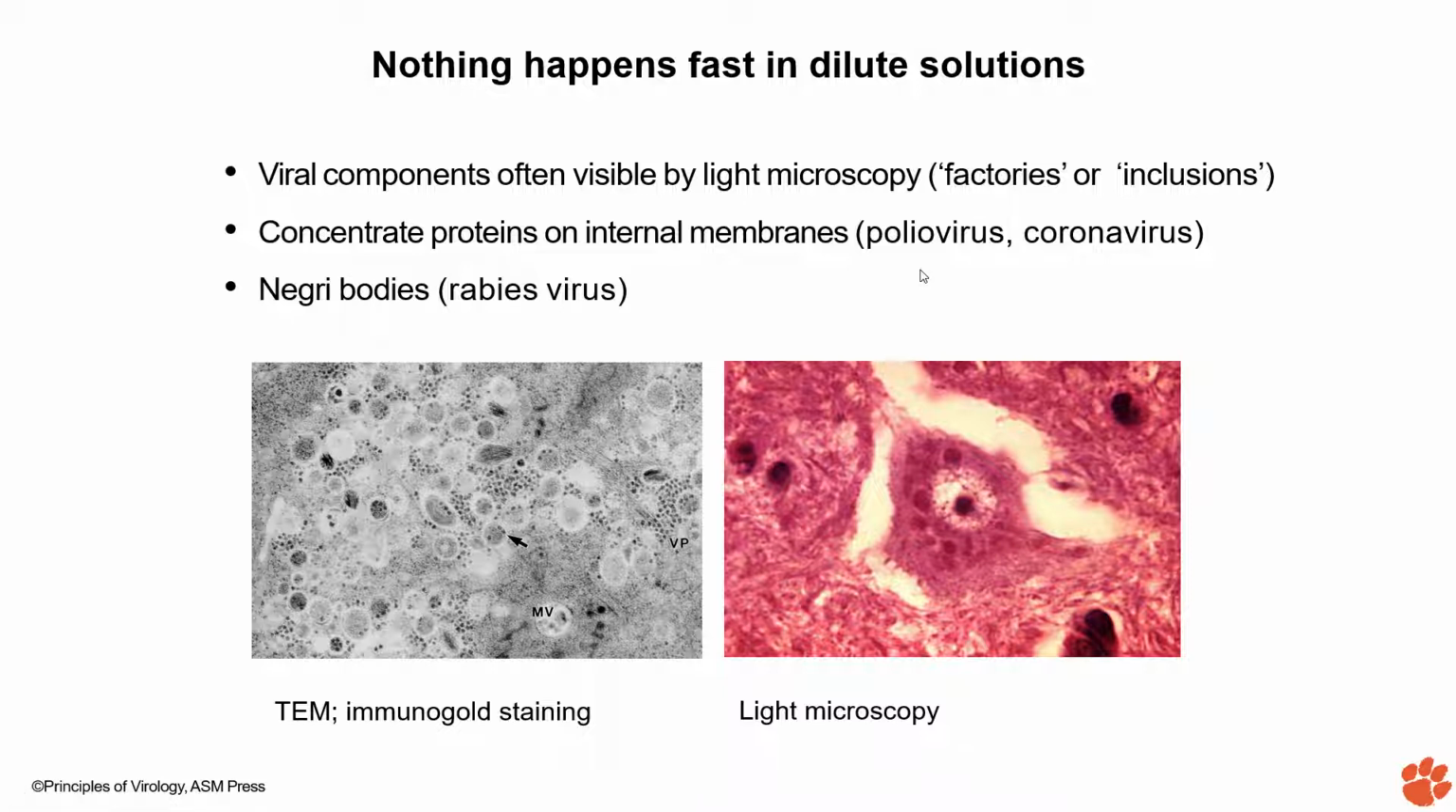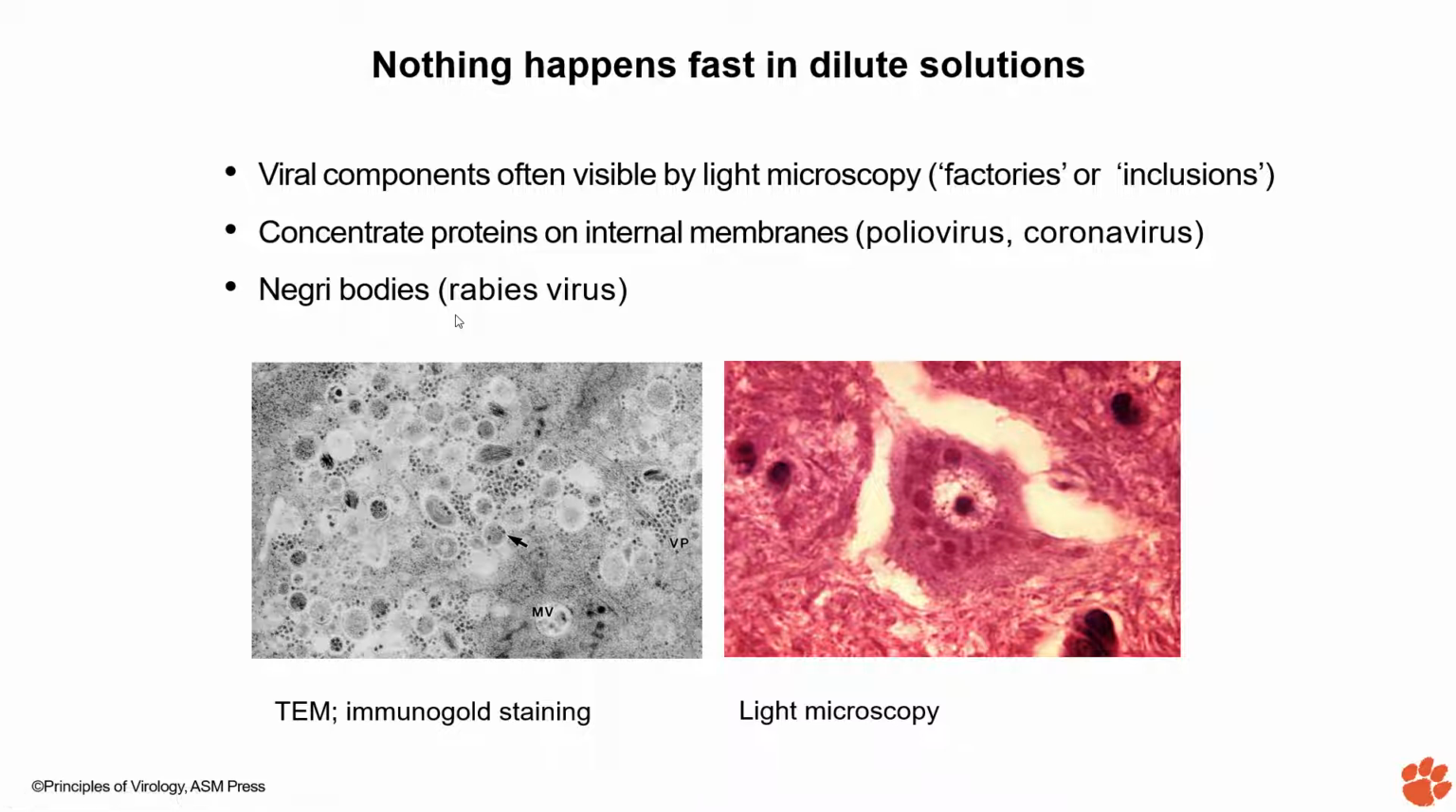Then we have seen, particularly in the special topic on coronaviruses, that they make double membrane vesicles in which the RTC, the replication transcription complex, is set up inside those. And here, on the right-hand side, you can see some dark bodies in the cells. These dark bodies are called Negri bodies, which are the viral factories, and this is a signature of rabies virus.